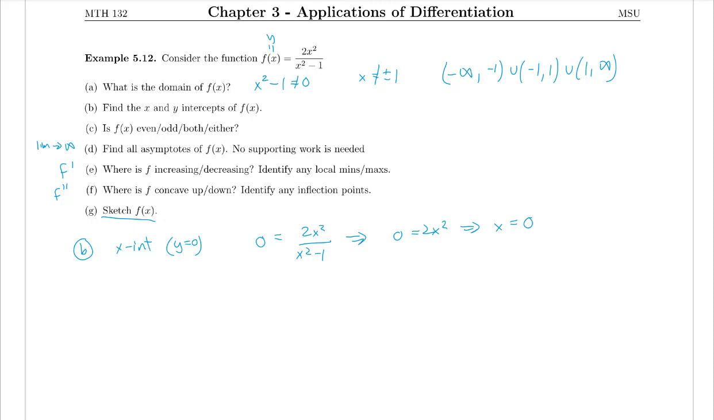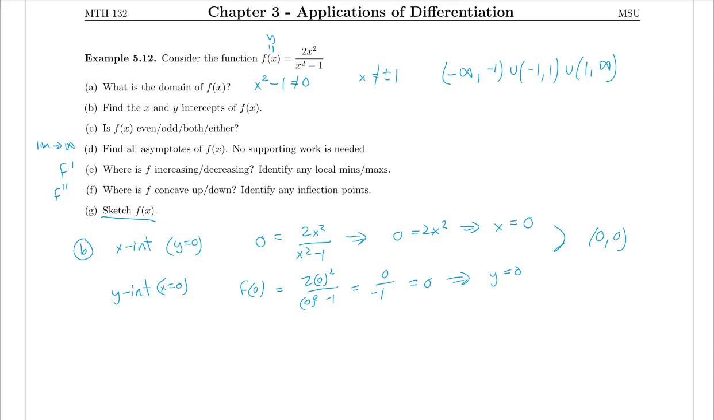But we can show the work for that anyways. To find the y-intercept, you're going to set x equal to 0. So we're going to have that f of 0 is equal to 2 times 0 squared over 0 squared minus 1. So you get over negative 1, which is equal to 0. We should have already known that because our y-intercept is 0. And these two together say that this graph touches the point (0, 0), so it goes through the origin.